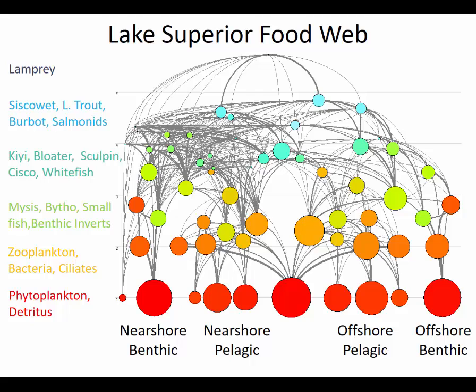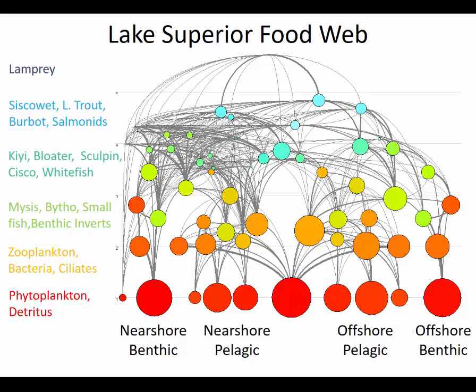And we have this model, like I said, broken up into general nearshore, offshore. So on the left side, that's generally nearshore. On the right side, we have our offshore food web. And then we also have this with benthic and pelagic. So on the outsides of the model, we have our benthic food web, and then in the middle, it's generally our pelagic.